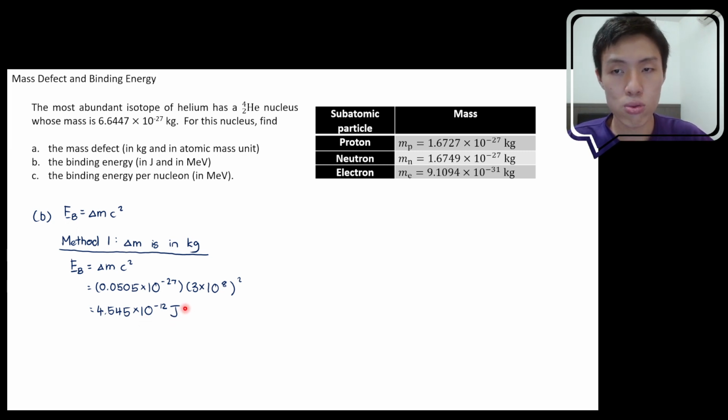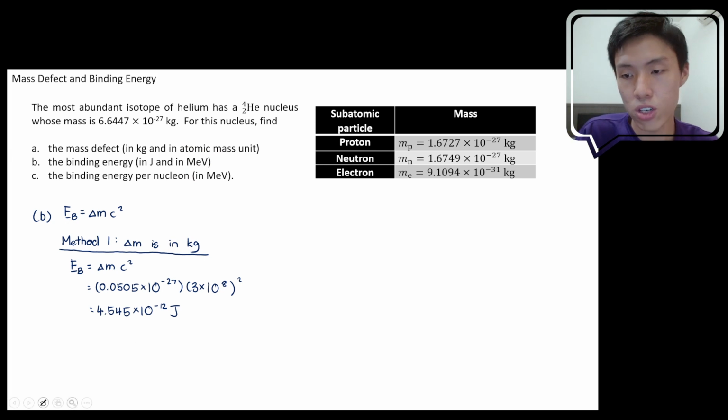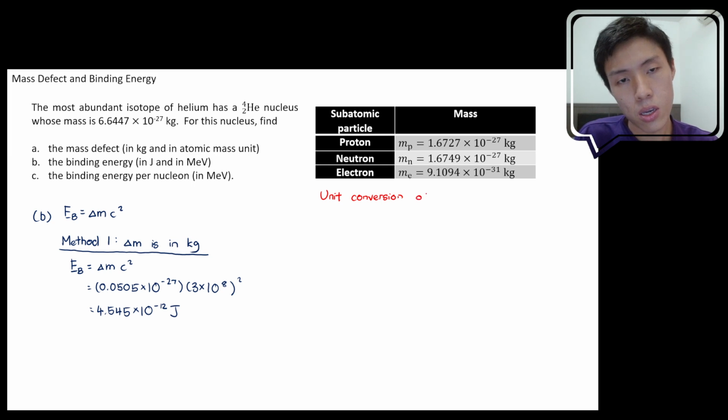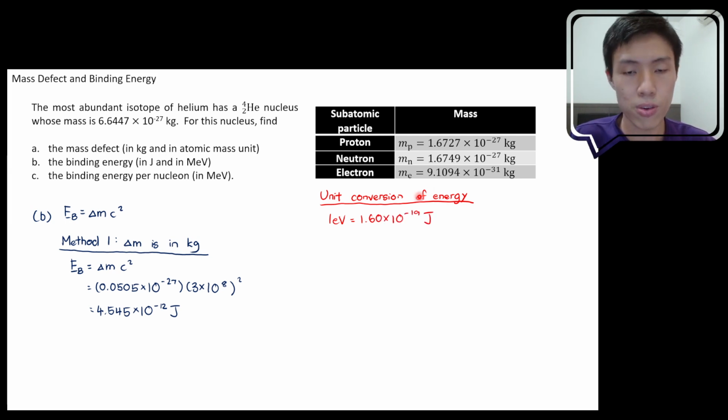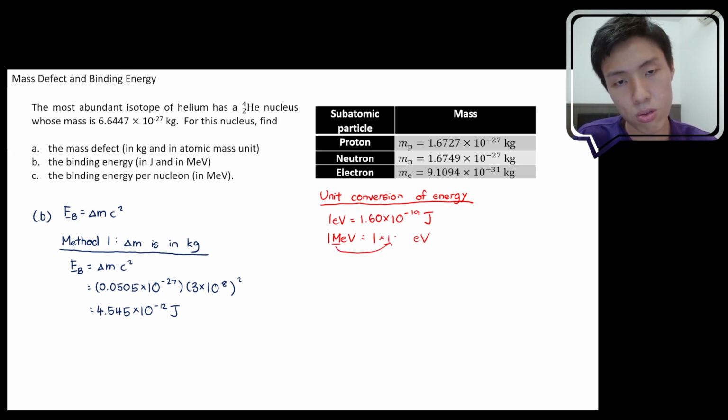Okay, you can proceed from here to do conversion to get MeV, because you know about unit conversion of energy. I think we are quite clear. We learned from the previous chapter that 1 eV is equivalent to 1.60 times 10 to the power of negative 19 joule, right? So this allows us to convert between eV and joule effectively. Then 1 mega electron volt is just 1 eV with this mega represented as times 10 to the power of 6. So if you are able to relate between joule, electron volt and mega electron volt, you should have no problem converting this binding energy from joule to eV first, then from eV to MeV.